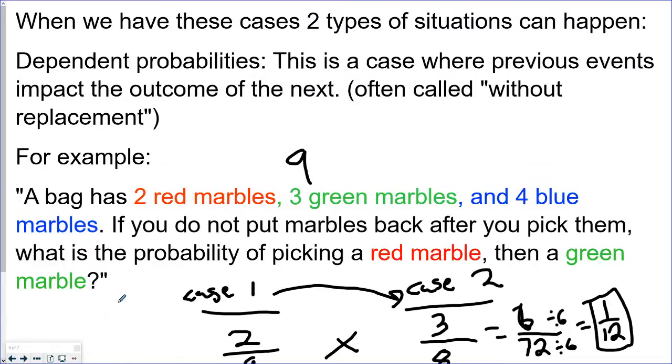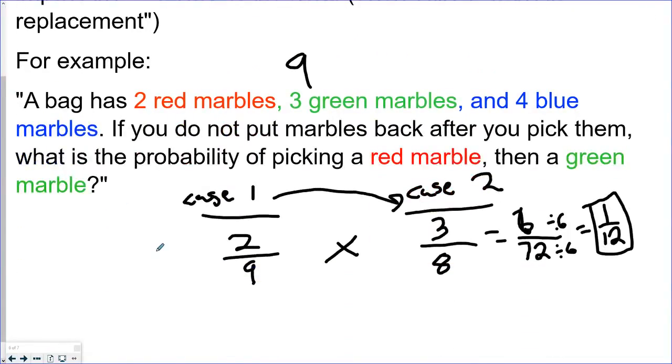Whereas this one was dependent because depending on what I pick first, that's going to change what could happen in the second case because there's going to be one fewer marble in there, so case 2 has been changed. And if I had a case 3, that would also be changed because I'd have 2 marbles out now and I didn't put them back. So now case 3 would be even changed further with only having 7 marbles in the bag. So if they're dependent, you have to think, okay, between each case, what has changed? If they're independent, you don't.